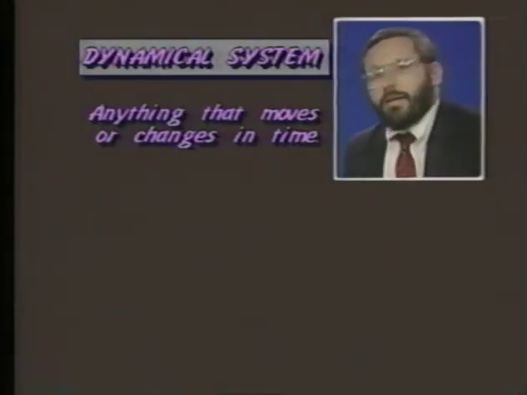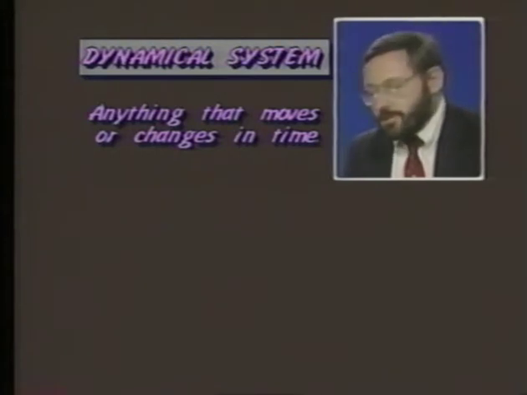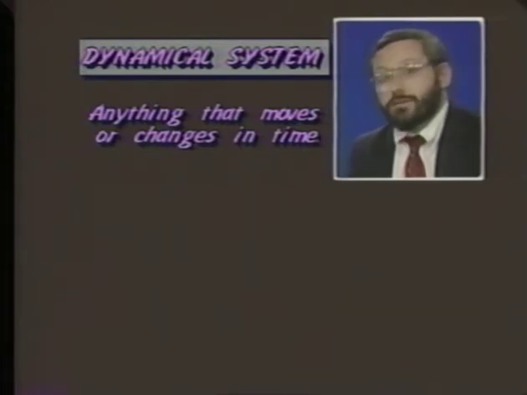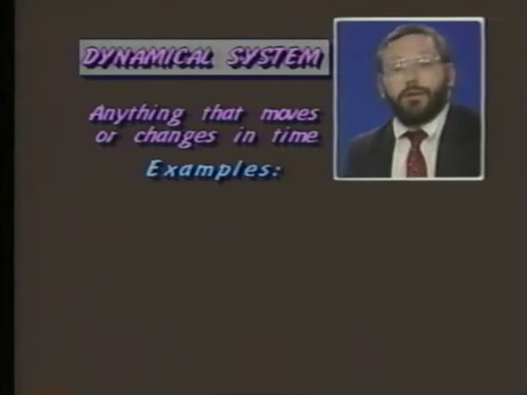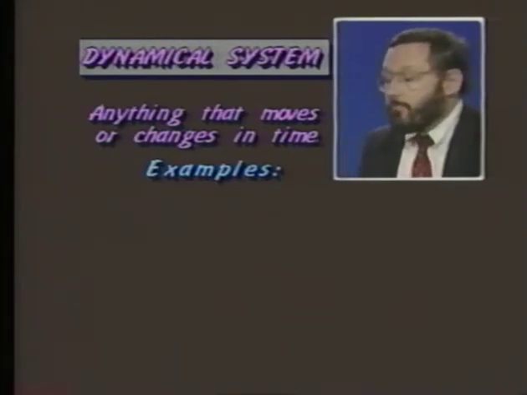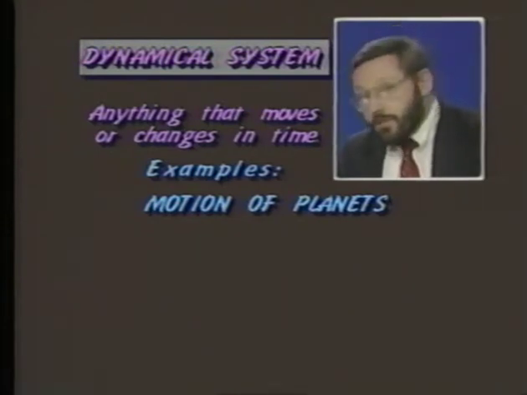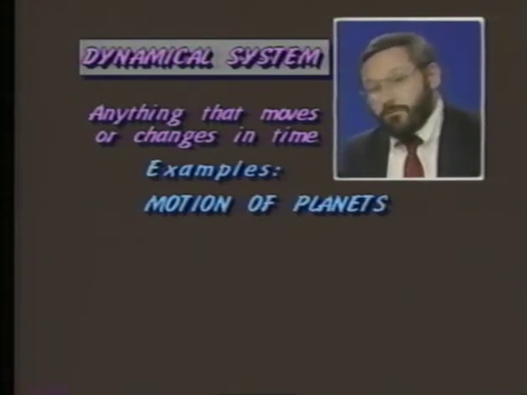So let's begin by talking about what we mean by a dynamical system. Basically, a dynamical system is any process that moves or changes in time. As such, dynamical systems occur in every branch of science. For example, the motion of the planets in celestial mechanics. There's a good example of a dynamical system, of a process, of something that's evolving in time.